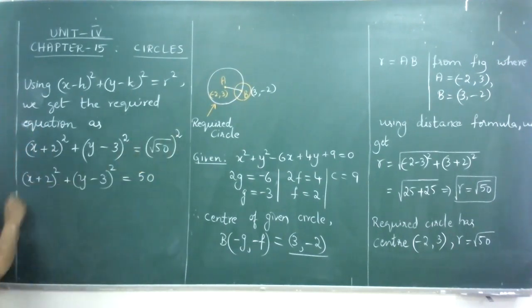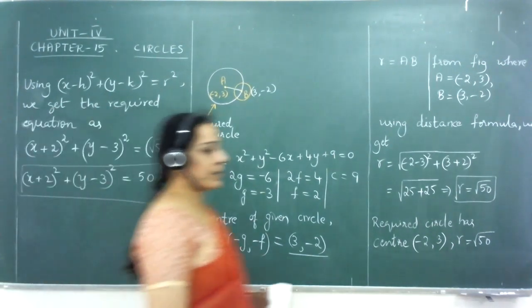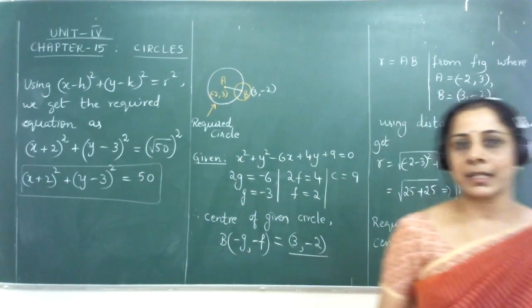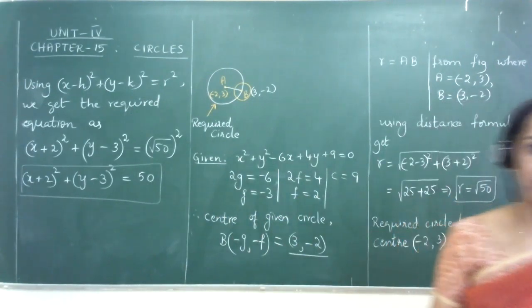Root and square have a nullifying effect. So the equation of the circle is finally reduced to the form x plus 2 the whole squared plus y minus 3 the whole squared is equal to 50.